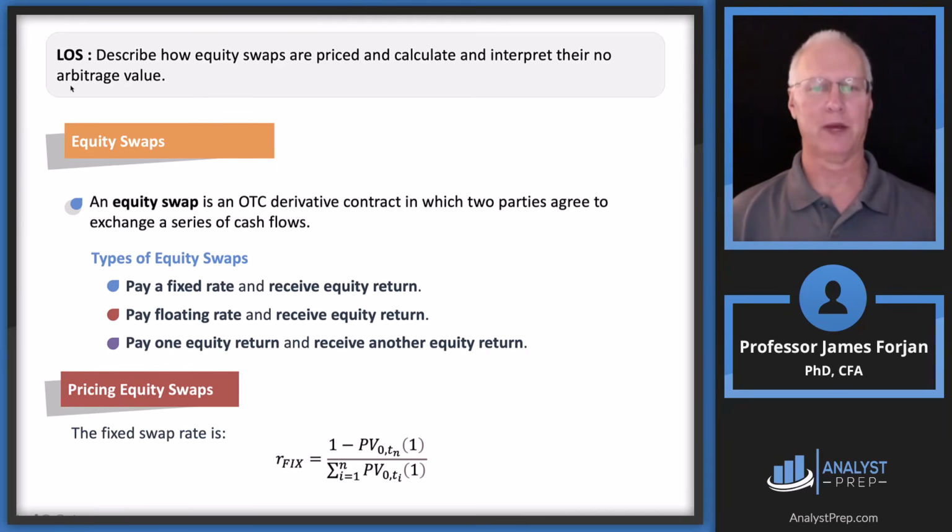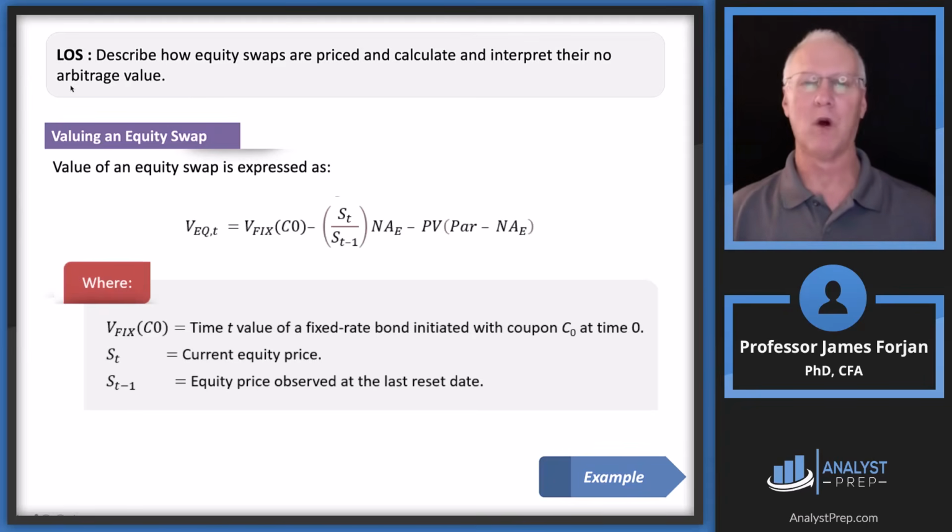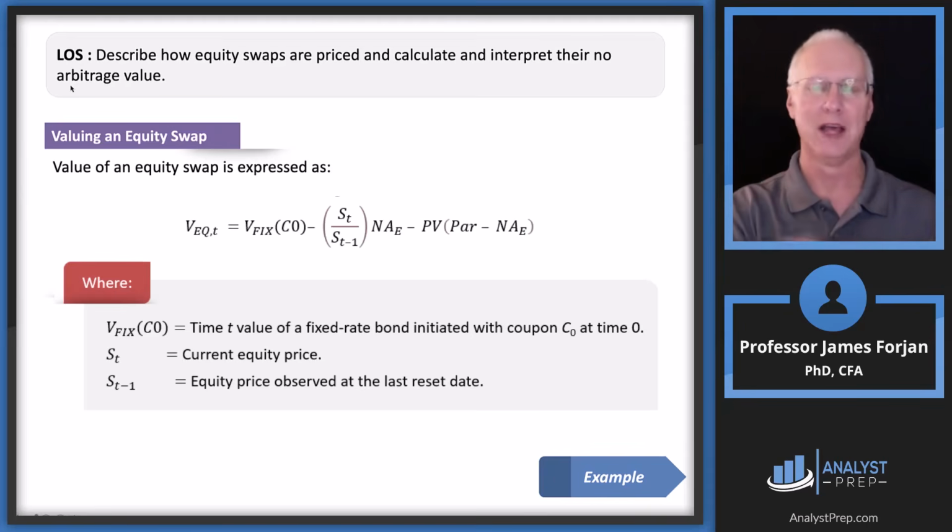Now look at that fixed swap rate there at the bottom. Man, oh man, we've seen that a bunch of times so far. So that's going to be no different in the equity swap. The value of an equity swap is going to be super similar to what we've done, but what we're going to do is really just take a look at the difference between the returns on a bond, that's what that FBC0 is, and the returns on a share of stock, that's what the ST minus 1 times NA. NA is the equity position in the underlying asset. And then we're going to subtract the present value of the difference between the par value of the bond and the investment in the equity.